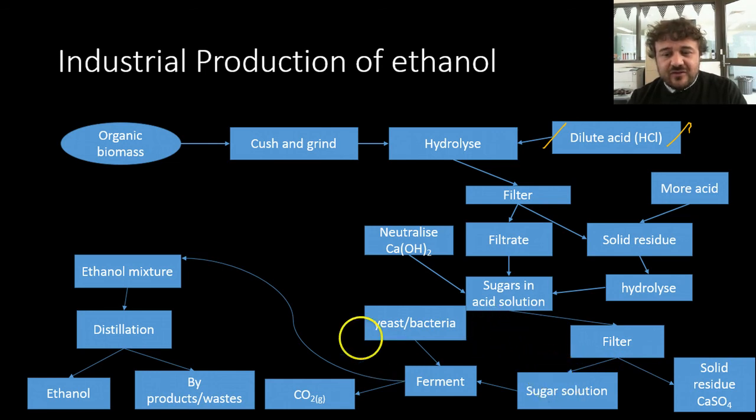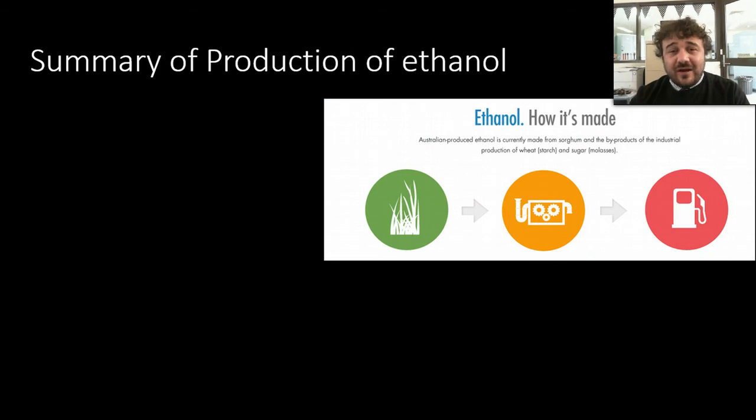Then you get sugar solution, which you ferment, and it gives you CO2 and an ethanol mixture, which is distilled, and this ethanol mixture will be about 12 to 14%. You distill it, you never let it get to 15 because it kills the yeast, and you've got ethanol and byproducts and waste. Now, we can summarize that.